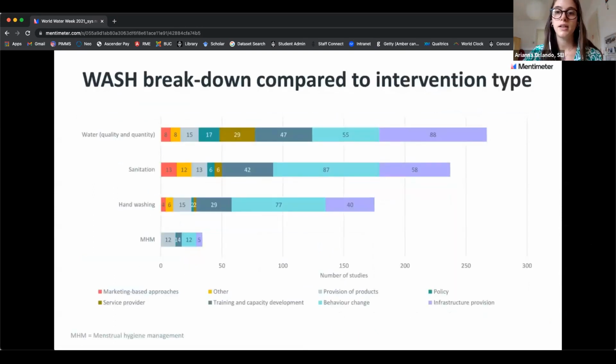Here we can see that the types of intervention most included in the project are behavior change and infrastructure provision. So those are the most common ones. And among behavior change interventions, we had mostly health messaging and nudging.